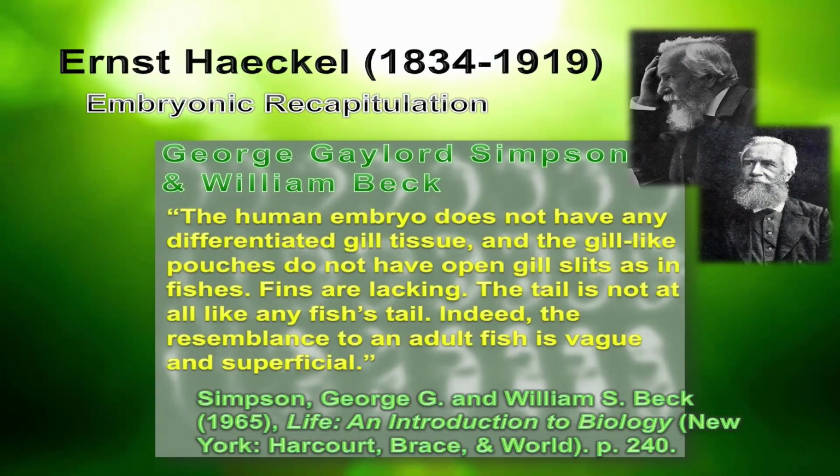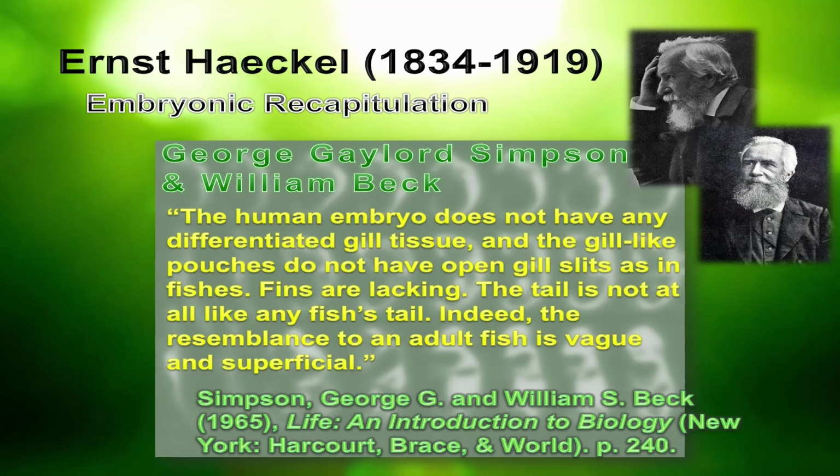So embryonic recapitulation is still taught in many biology textbooks today using the catchphrase, ontogeny recapitulates phylogeny. The problem is that this was shown to be false decades ago. So notice, for example, what the famous influential paleontologists of Columbia University, George Gaylord Simpson and William Beck, wrote. The human embryo does not have any differentiated gill tissue, and the gill-like pouches do not have open gill slits as in fishes. Fins are lacking.